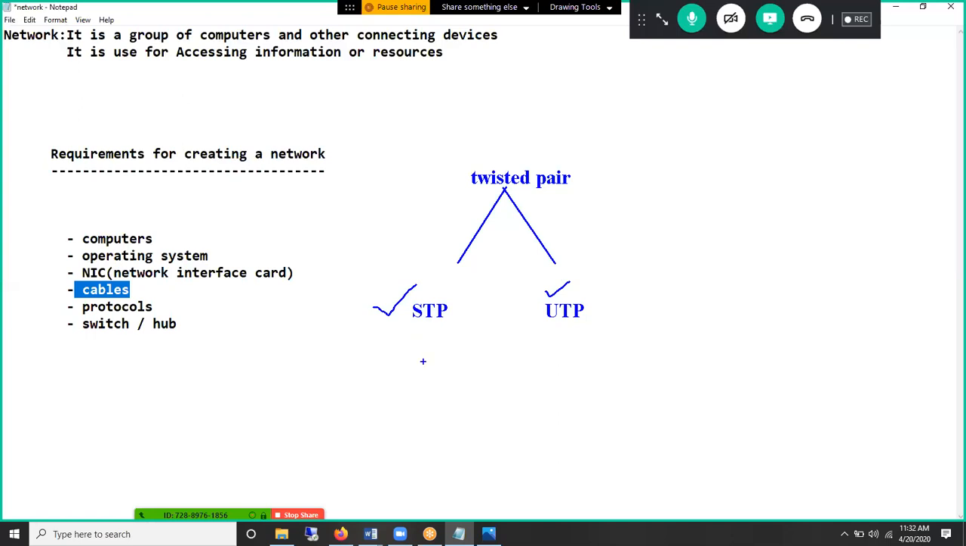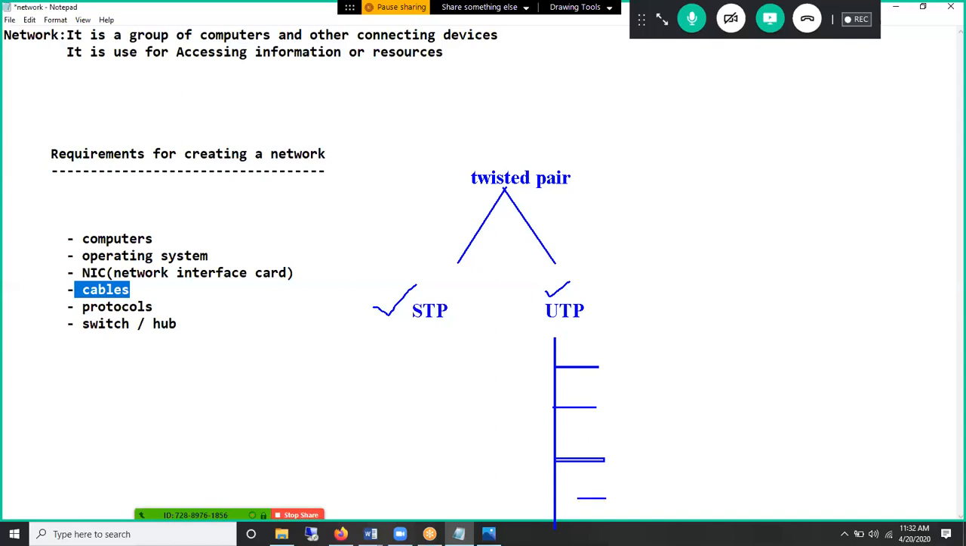Maybe I'll try to show you the picture also. Previously we used to have STP, but now we have UTP cable. UTP stands for unshielded twisted pair, and in UTP we have all the categories. We have Cat 1, Cat 2, Cat 3, Cat 4, Cat 5, all the categories. Some of the categories are even outdated.